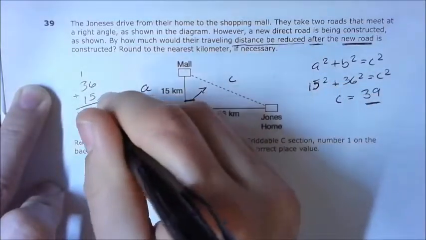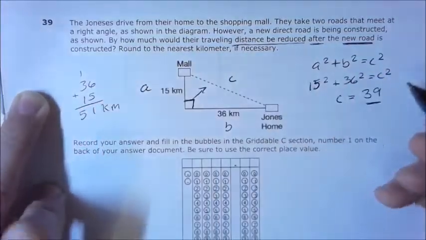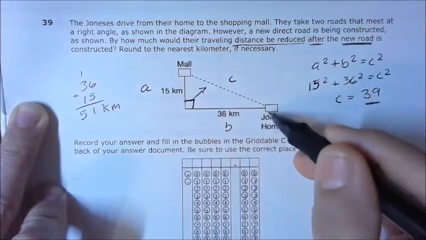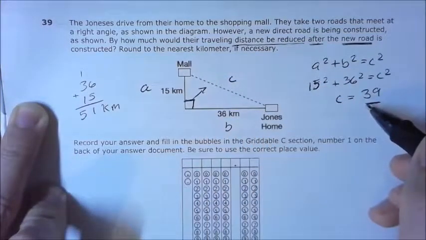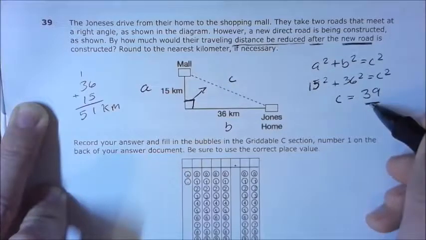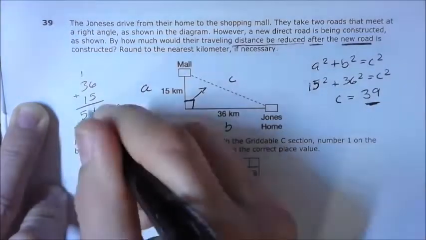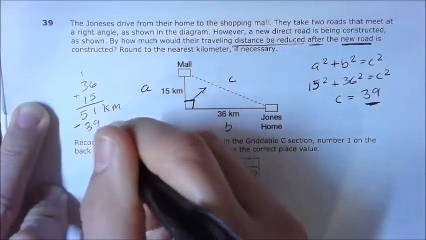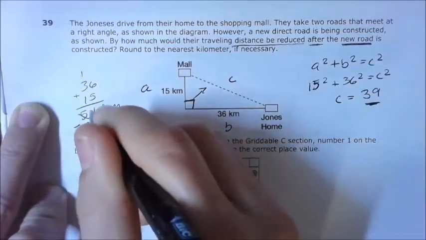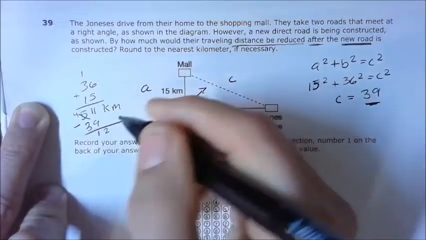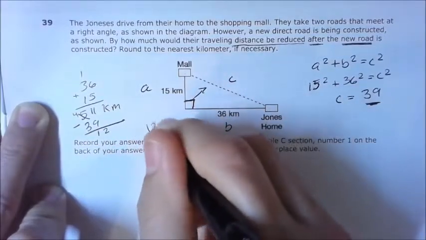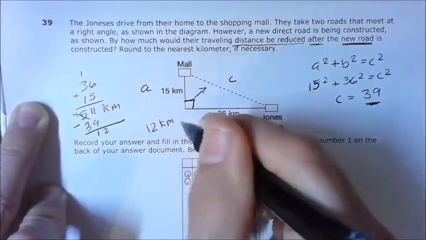So before they were driving 51 kilometers to go. Well, now, just doing this shortcut that cuts across, which is our hypotenuse, they only drive 39. So if we want to know how much it's going to be reduced, we have to take this value and subtract it from this value. So 51 minus 39. And if we subtract that, we end up with 12. So there's a reduction of 12 kilometers.